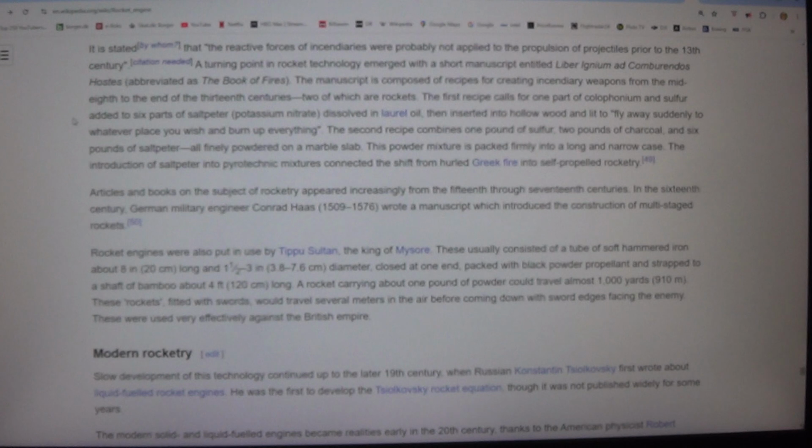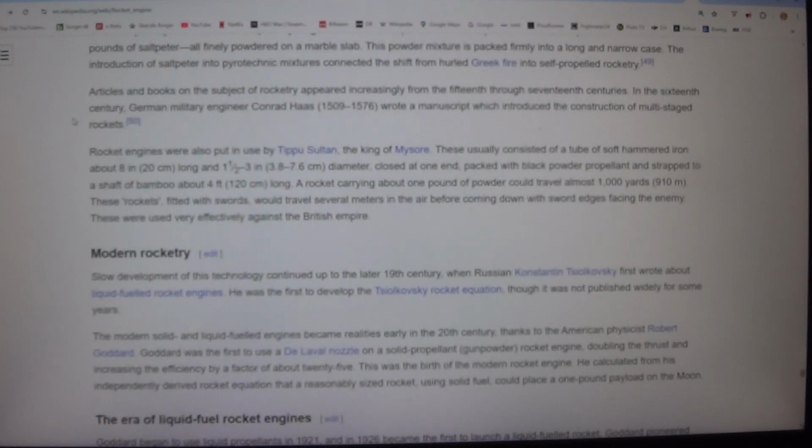The second recipe combines 1 pound of sulfur, 2 pounds of charcoal, and 6 pounds of saltpeter, all finely powdered on a marble slab. This powder mixture is packed firmly into a long and narrow case. The introduction of saltpeter into pyrotechnic mixtures connected the shift from hurled Greek fire into self-propelled rocketry. Articles and books on the subject of rocketry appeared increasingly from the 15th through 17th centuries.